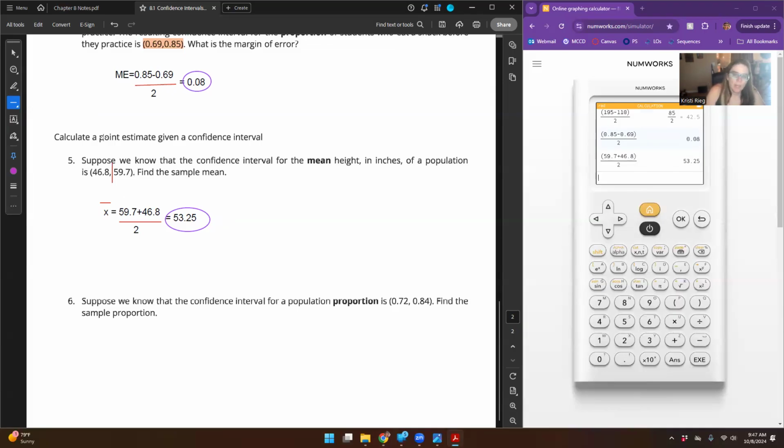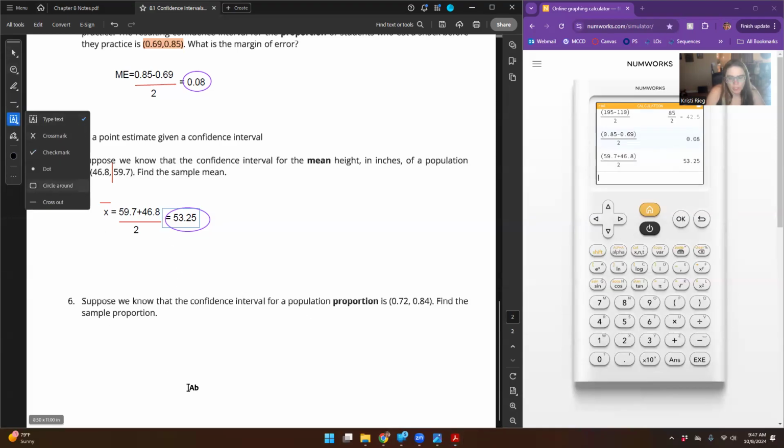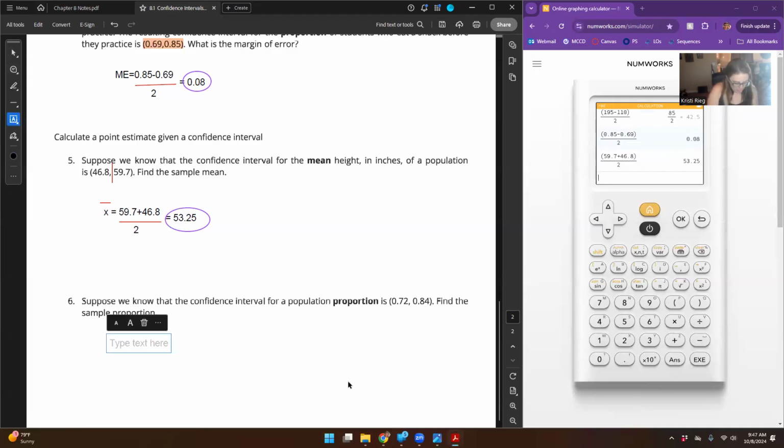So point estimate, either X bar or p hat, which we're about to do: point estimate is add and divide by 2. Margin of error is subtract and divide by 2. Okay, last but not least, we have the population proportion, and so we want to find the sample proportion. We want to find p hat. I don't know that I can draw a hat very well, so I'm just going to write p hat. And that is going to be our two numbers added together and then divided by 2.